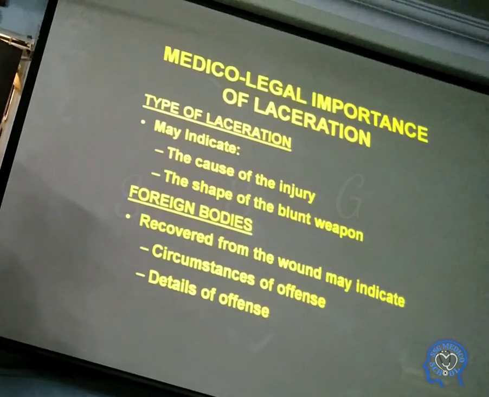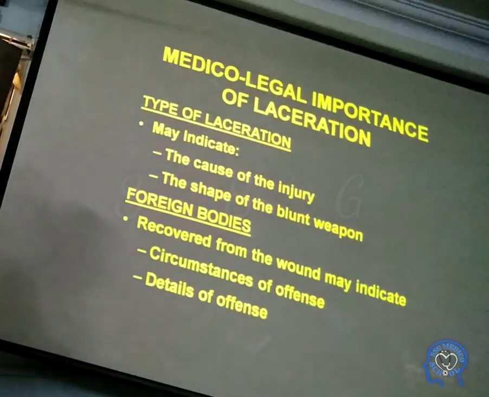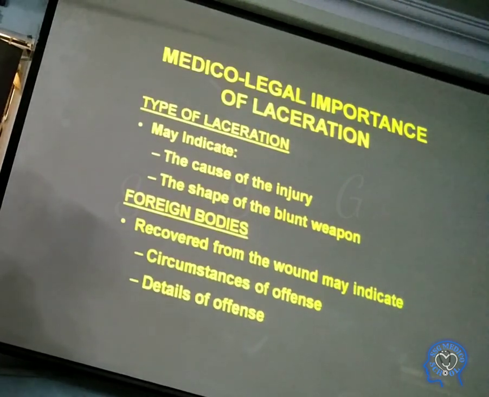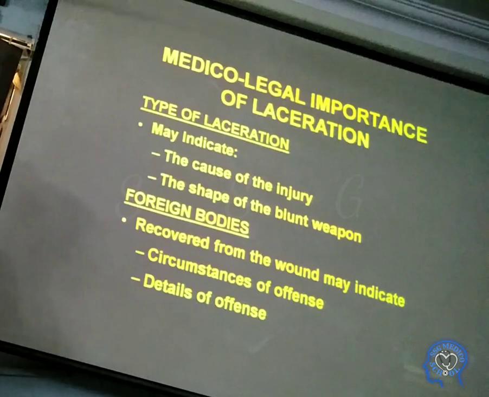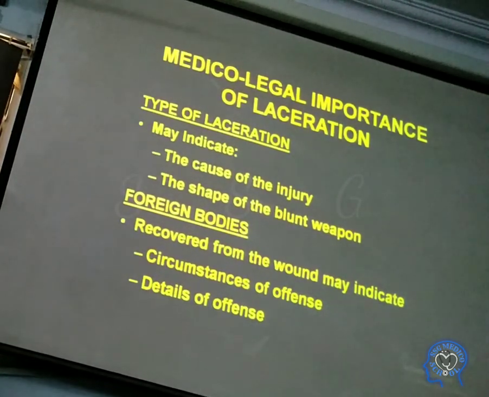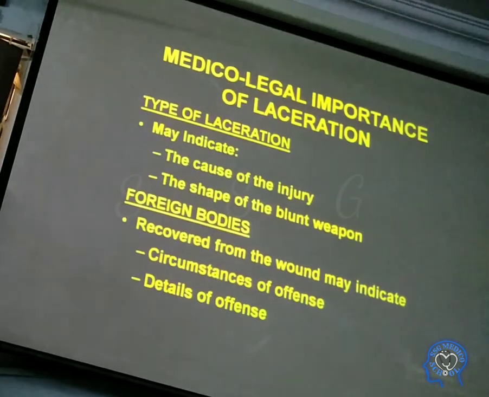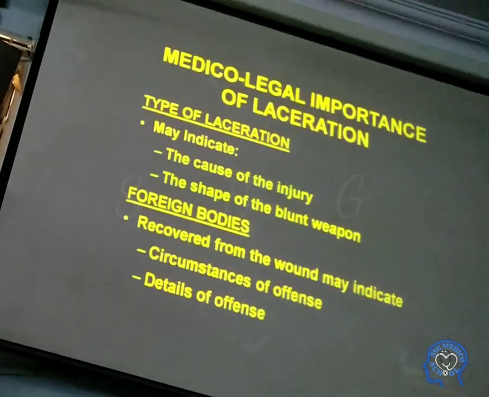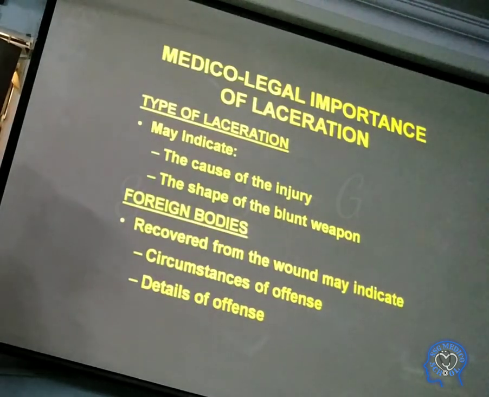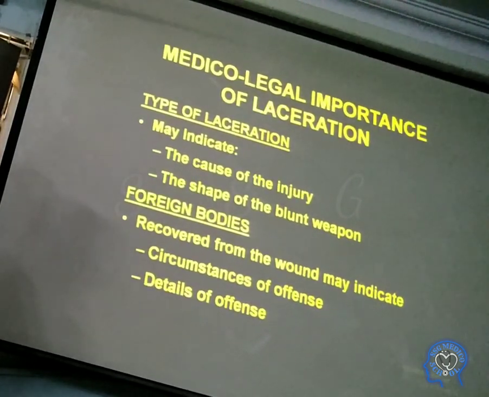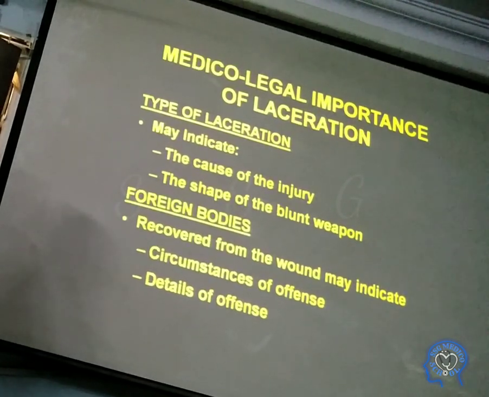It depends on the pattern of injuries. Type of laceration indicates the cause of injury, shape of the weapon, foreign body they recovered, they knew about the history, details of the offense. Next.